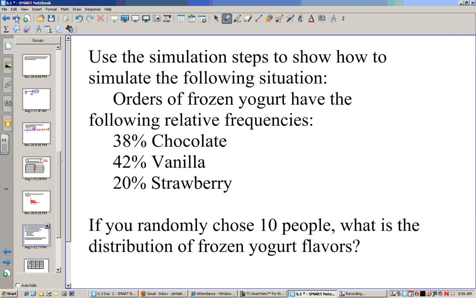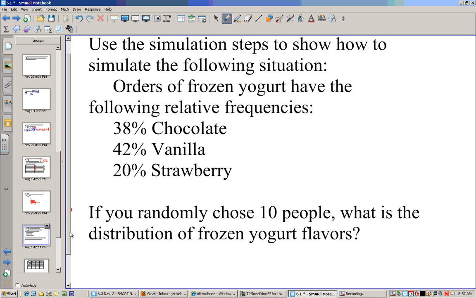All right. Now let's use a simulation to show how we can simulate orders for frozen yogurt. Frozen yogurt comes out, 38% of the people choose chocolate, 42% choose vanilla, and 20% choose strawberry. If we randomly choose 10 people, what's going to be the distribution of yogurt flavors?